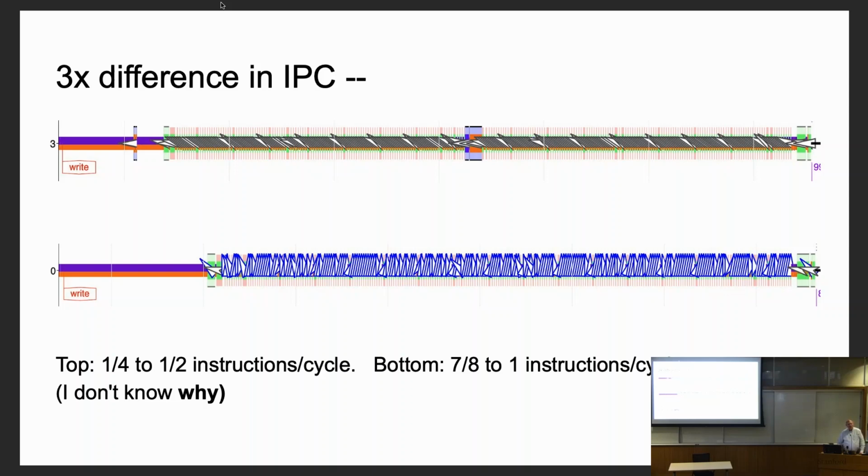So what we see here on the slow one is the instructions per cycle is running about 1/4 of an instruction per cycle. One instruction every 4 cycles, sometimes one instruction every 2 cycles. Down here at the bottom, it's running 7/8 of an instruction to one instruction per cycle. So the reason it's slow is it's taking longer for every instruction. It's not waiting on something else. How can that happen?